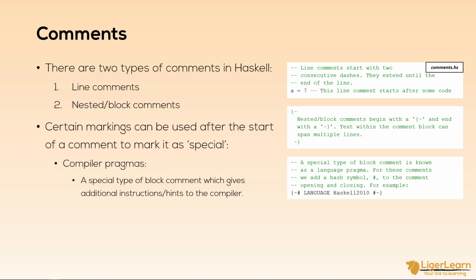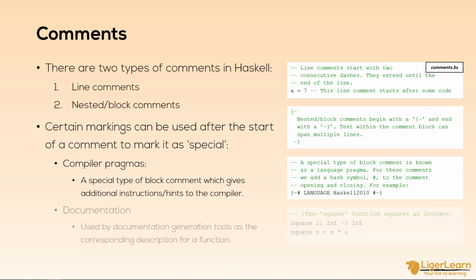Another type of comment you will see is used for documentation purposes. In this case, after a double dash, there is a space and then a pipe, after which there is a description. This type of comment is intended to be used by documentation generation tools as the main text to describe the function. Don't worry if you don't understand the function definition syntax of square here. We haven't covered defining functions yet. I'm just showing this example to you so you can see the comment style.